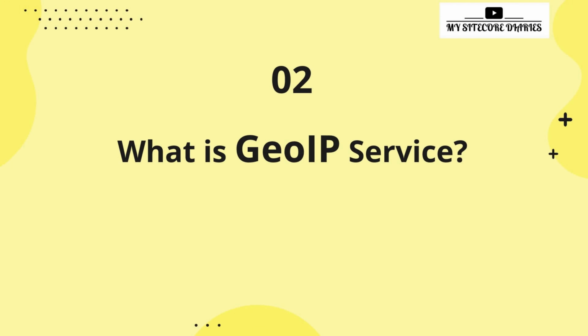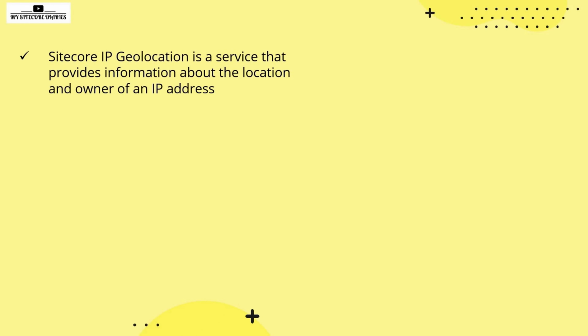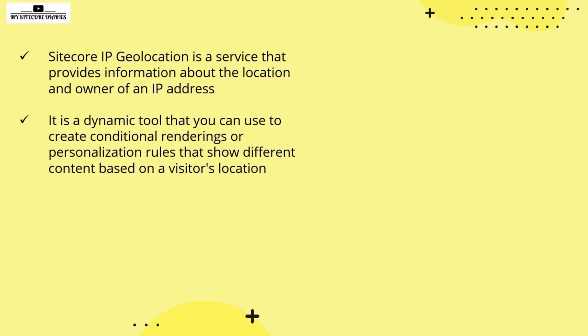Now let's see what is GeoIP service. Sitecore IP Geolocation is the service that provides information about the location and the owner of an IP address. So it identifies the location of the owner or the request from the IP address. It is a dynamic tool that you can use to create conditional renderings or personalization that shows different content based on the visitor location.